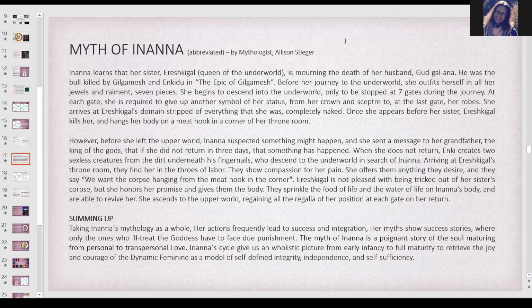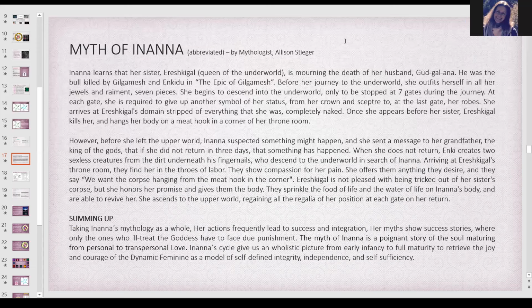Once she appears before her sister, Ereshkigal kills her and hangs her body on a meat hook in a corner of her throne room. However, before she left the upper world, Inanna suspected something might happen, and she sent a message to her grandfather, the king of the gods, that if she did not return in 3 days, something has happened. When she does not return, Enki creates 2 sexless creatures from the dirt underneath his fingernails, who descend to the underworld in search of Inanna.